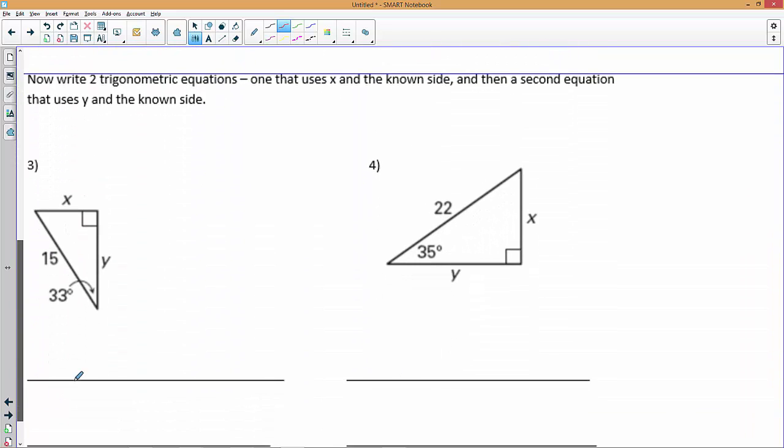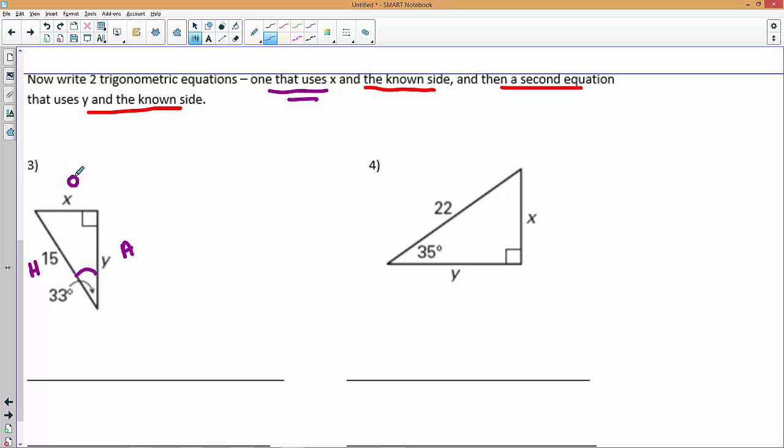All right, let's go to 3 and 4. Write two trigonometric equations, one that uses x as the unknown side, and then a second equation that uses y as the unknown side. We're going to use 33 degrees. So we have the hypotenuse, the opposite, and the adjacent. I want one that uses x, so I want an equation that uses 33, 15, and x. I don't want y in it, because that would be two unknowns.